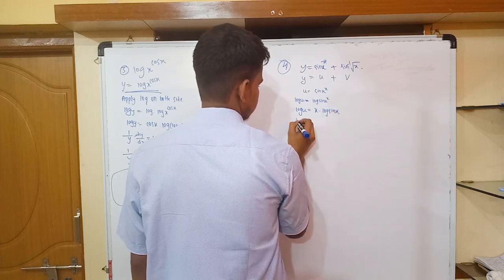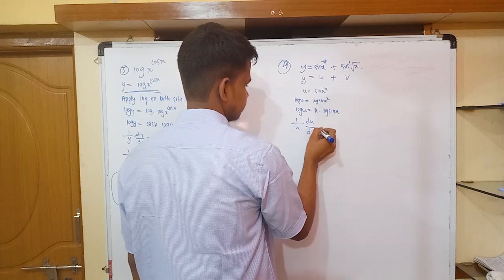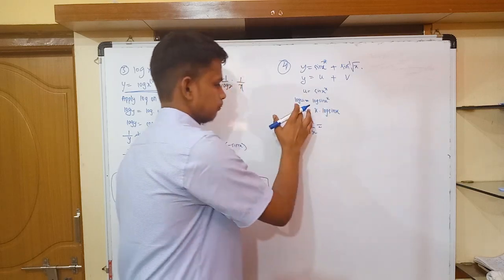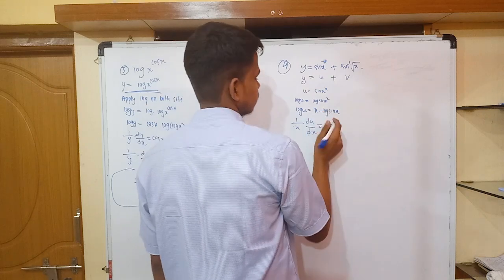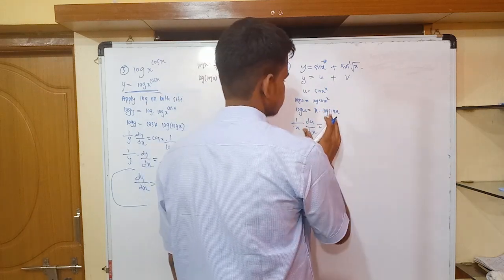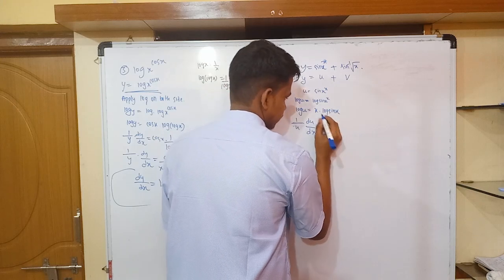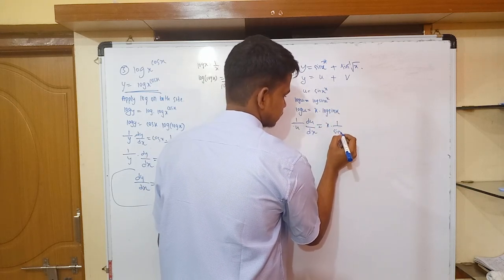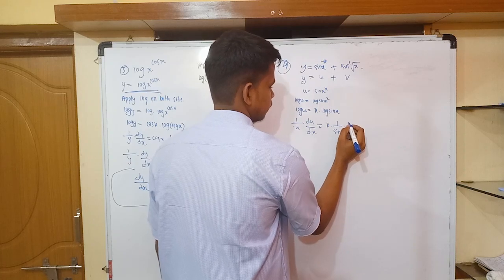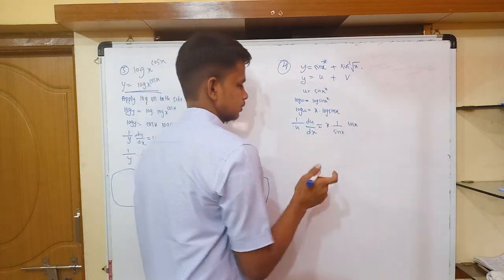If we do the derivative of this function, we get 1 by u into du by dx. I have already told this many times. Now it is in multiplication form, so we have to apply the product rule. x as it is, into the derivative of log of sin x, which is 1 by sin x into the derivative of sin x, which is cos x.